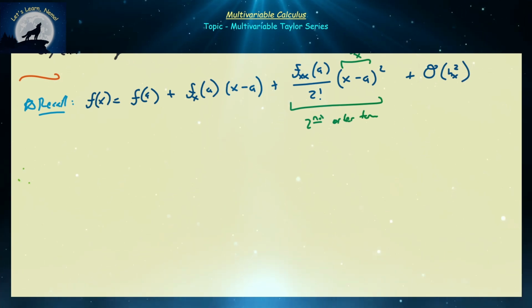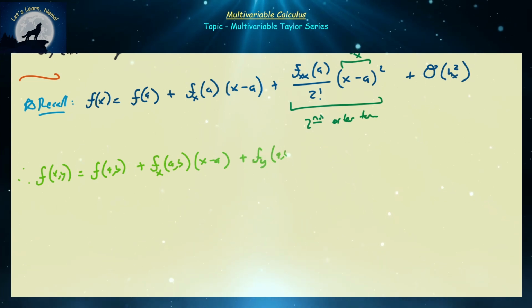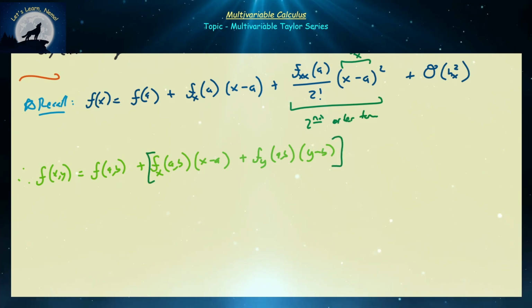So one can show that for two variables, f of x, y, what we're going to have is the following. We're going to have f of a, b, plus f_x at (a, b) times x minus a, plus f_y at (a, b) times y minus b. So here is your first order term. And then we're going to have our second order term, which is still going to have your 1 over 2 factorial, but for second order derivatives, you're actually going to have 3 terms: xx, yy, and the mixed partial xy.